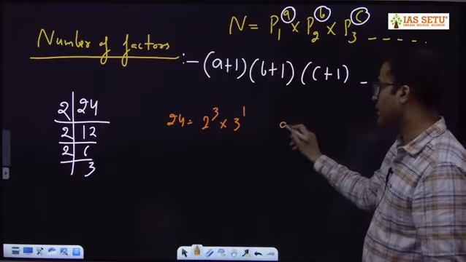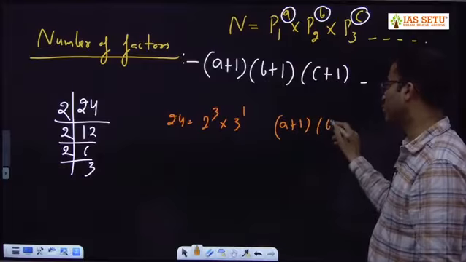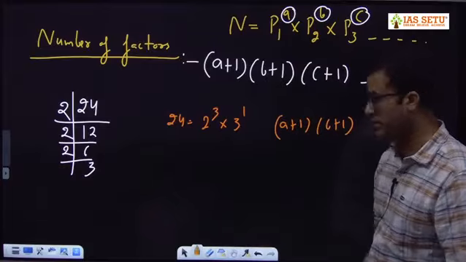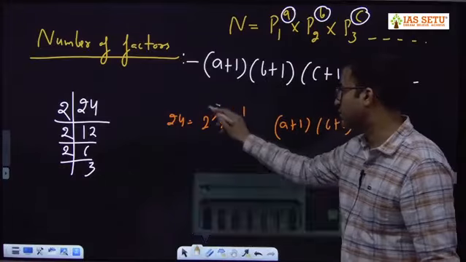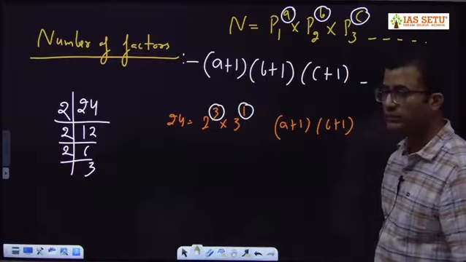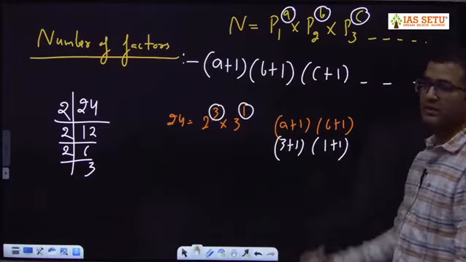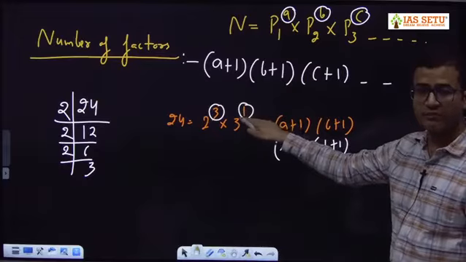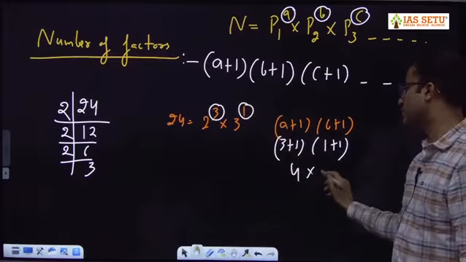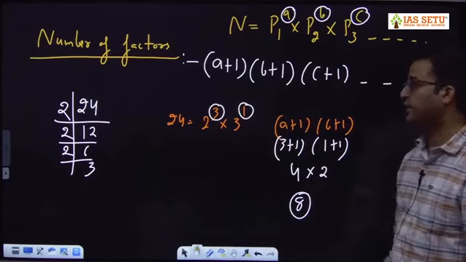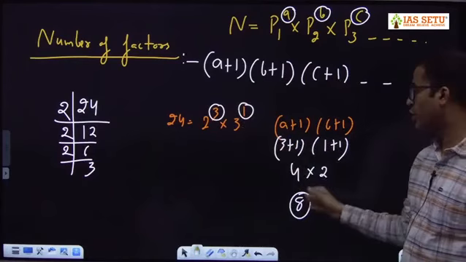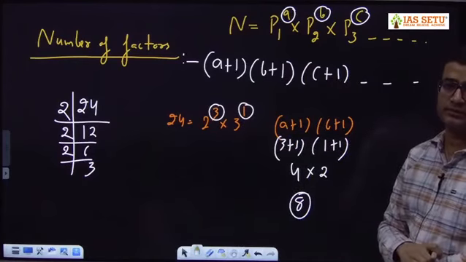Then our formula is (A plus 1) into (B plus 1) into (C plus 1). In this, A is 3, B is 1. So it is (3 plus 1) into (1 plus 1). In this, you add 1 to each power and multiply. This is 4 into 2, 8. And you can check manually also. 24 has 8 factors.